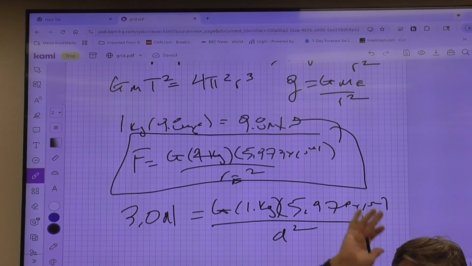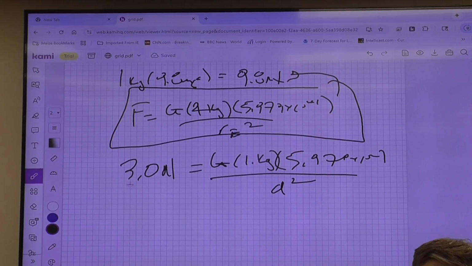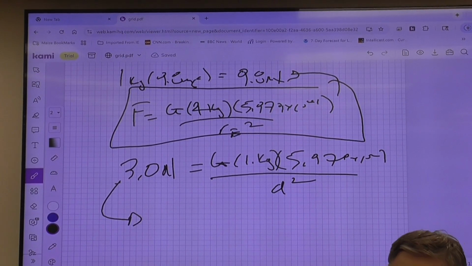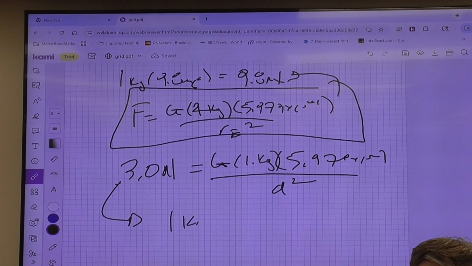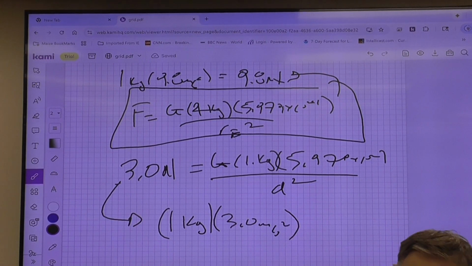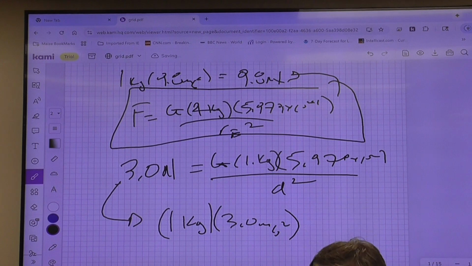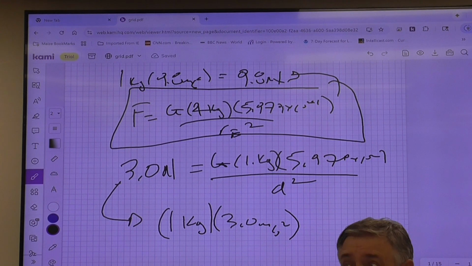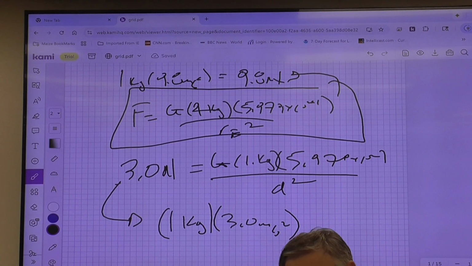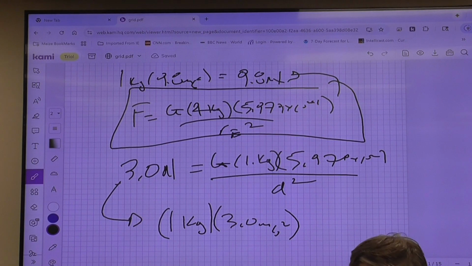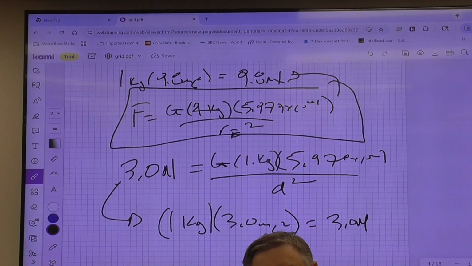Now, the other thing that you could do is if you realize, well, if it's going to weigh 3 newtons, that would mean that I'm taking 1 kilogram times 3 meters per second squared. If g on Earth was only 3 meters per second squared, and I said, hey, what does a 1 kilogram mass weigh? You would go, oh, Mr. Burkamp, that's easy. 3 newtons, 1 times 3 meters per second squared instead of 9.8, we're going to pick 3.